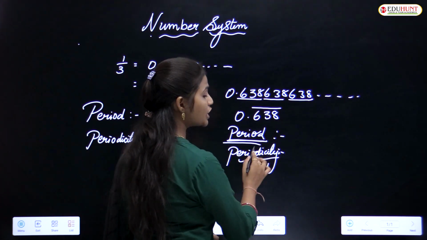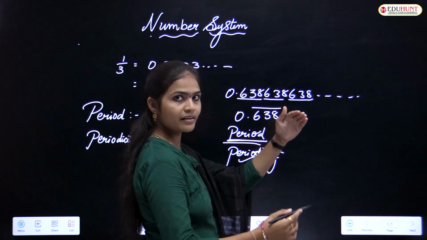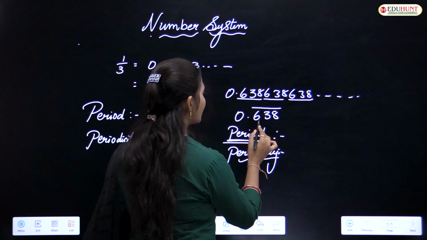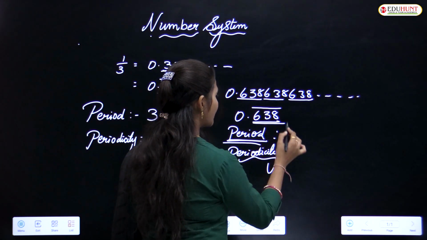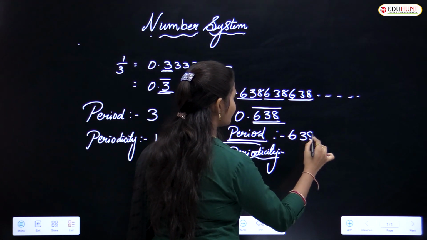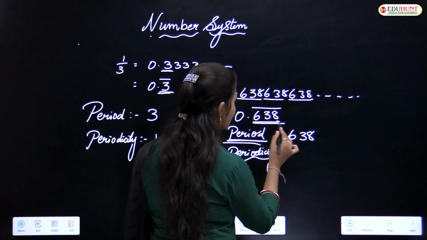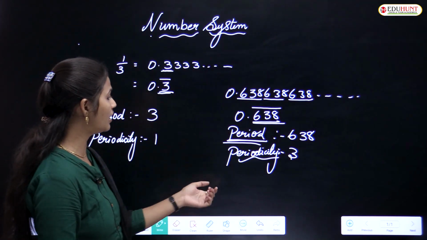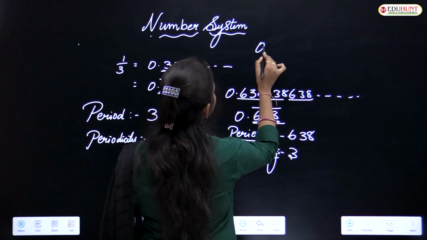Here period: which number is in repetition? 638, 638. Below that bar, which number is there? That is in repetition, I told you, no? So how many digits are in repetition? That is called periodicity. So the period is 638, and the periodicity is 3 digits. How many digits are in repetition, that is called periodicity.